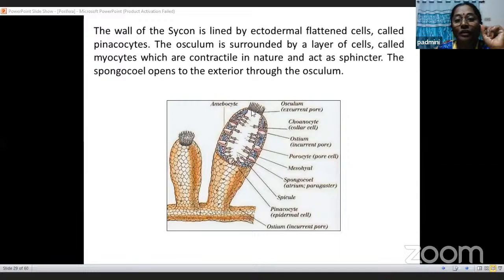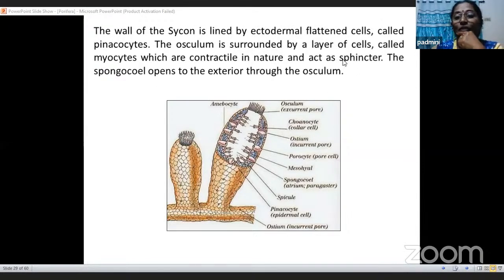The osculum is surrounded by a layer of cells called the myocytes, which are contractile in nature. When I'm talking about myocytes, I'm talking about muscle-like cells, which help in contraction and expansion. Whenever they want the water to be expelled, they open out, they expand, the water is gone, and then they close back again, because nothing is allowed to enter inside the spongocele. It's only an efferent type. It has to throw water out, not get it in. So myocytes are present near the osculum.